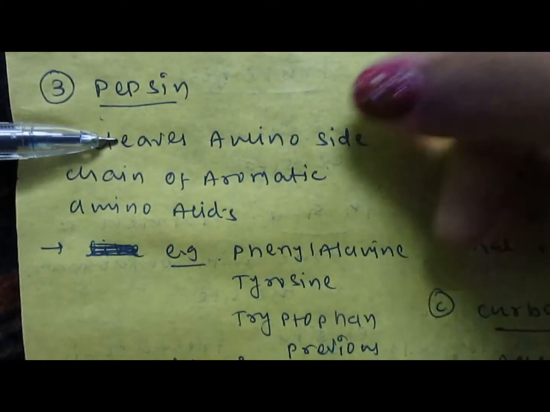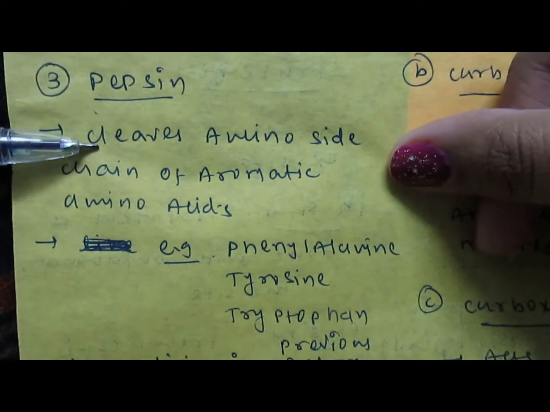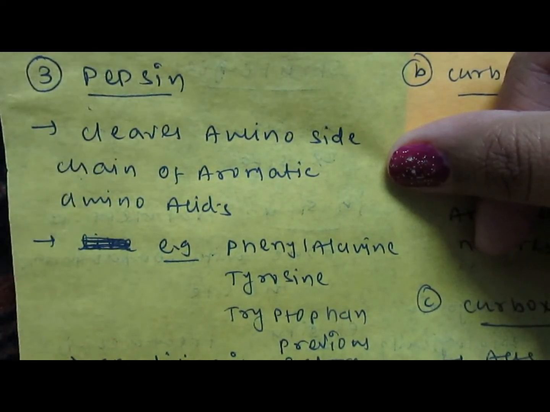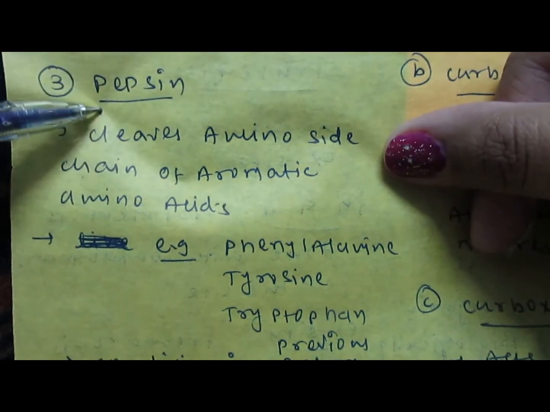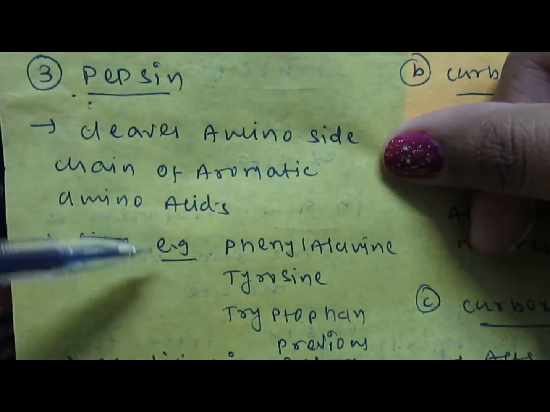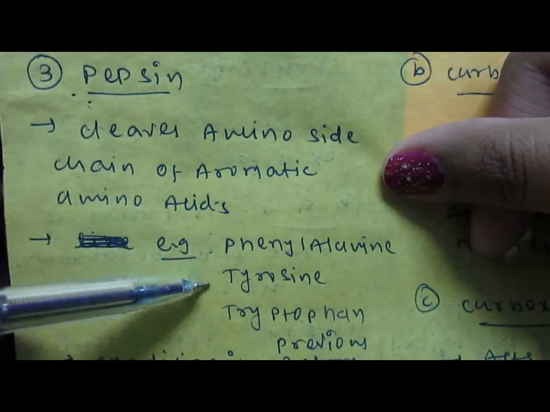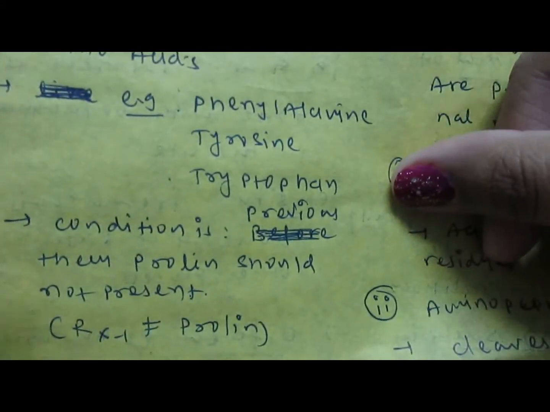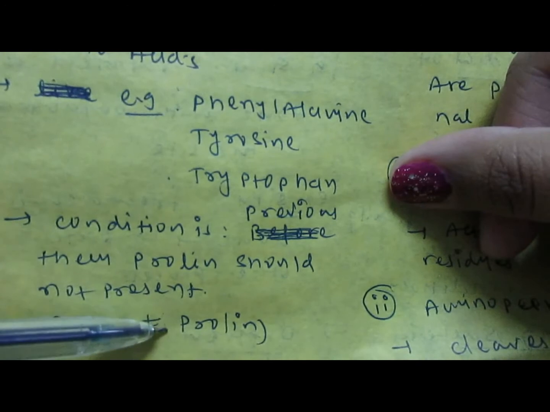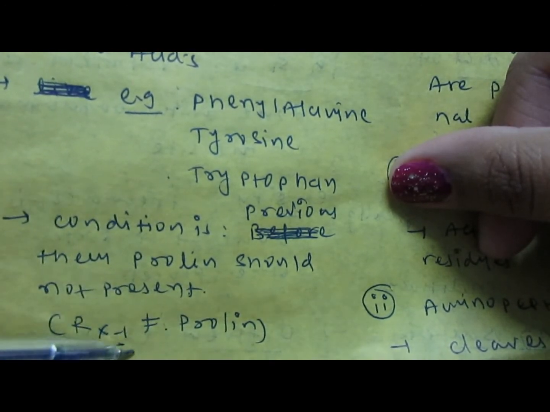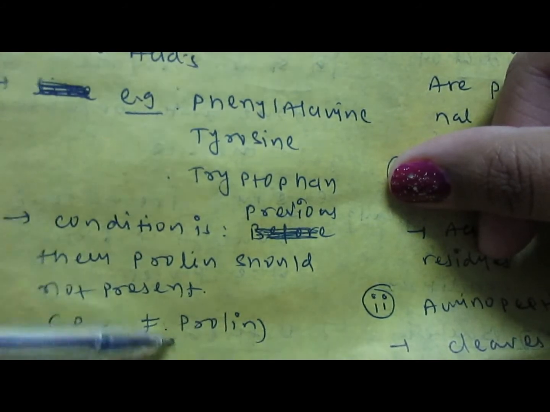And the third endopeptidase is pepsin. Pepsin cleaves at the amino side of aromatic amino acids. So the mode of action of pepsin is exactly opposite to that of chymotrypsin. These aromatic amino acids are phenylalanine, tyrosine and tryptophan, but the condition is that the previous amino acid should not be proline. So the notation for the previous amino acid, Rx minus 1, should not be proline. Okay, so please keep that in mind.